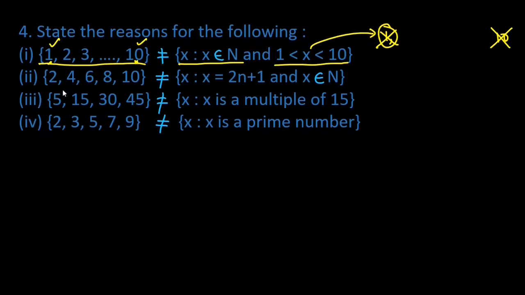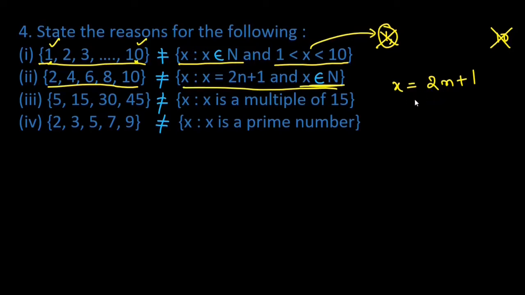The second one, the list is given as 2, 4, 6, 8, 10. Here in set builder form, the element x is given as x is equal to 2n plus 1, where x is a natural number, x belongs to capital N.